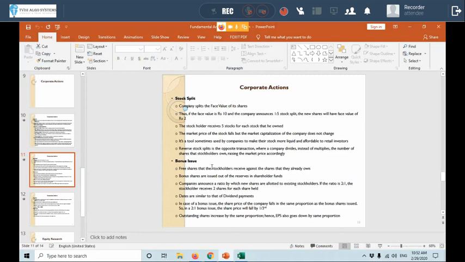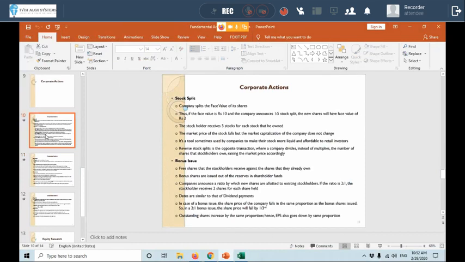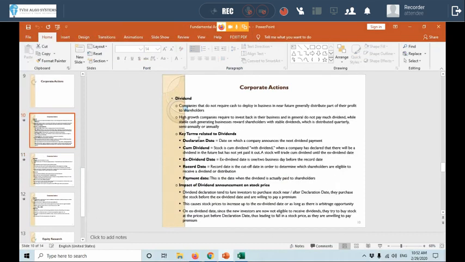Again, the dates are similar to those of dividend payment dates. The declaration date will be the same. Instead of cum dividend, it will be cum bonus. The impact on the share price will be, since the demand for the share will increase, the price is expected to go up.